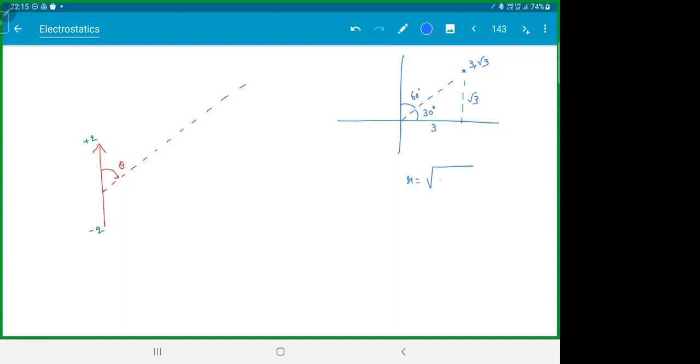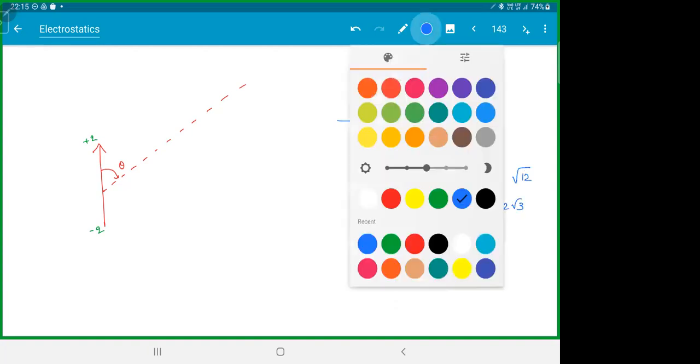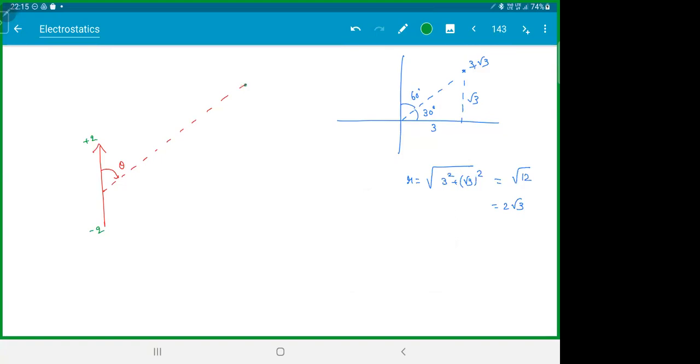And what about r? R is equal to nothing but 3 square plus root 3 square. Distance directly, root 12, or 2 root 3, that is the distance. So then you're done with the formula. What is the answer here? So this is the radial component, 2kp cos theta by r cube. And remember, in the direction of theta, this is the tangential component, kp sin theta by r cube.